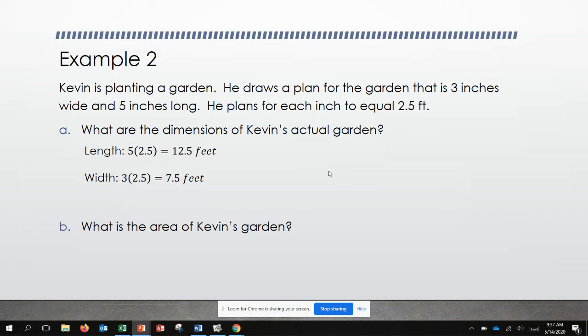Do we want to use the 3 inches and the 5 inches, or the 12.5 feet and the 7.5 feet? Well, because it asks for the area of his garden, you have to use the real dimensions, which are going to be these feet here. So if you want to calculate area, or later you want to calculate volume, you have to find the actual length of the sides first. So our area is going to be our length times the width, which is 12.5 times 7.5, right? Those actual dimensions of the garden, which gives you 93.75 feet squared.